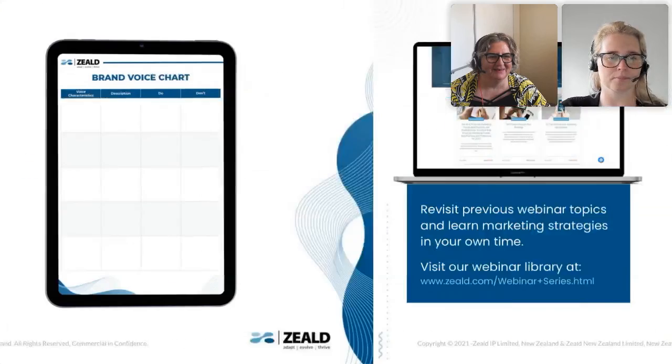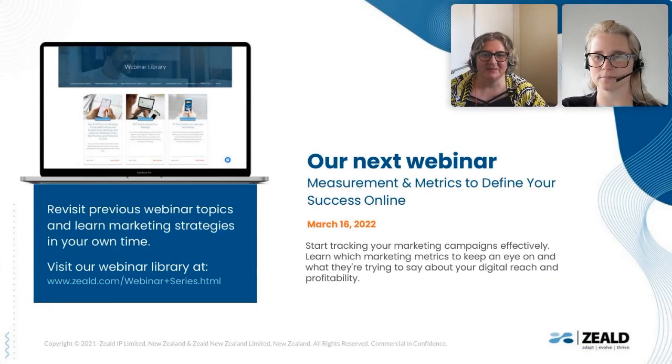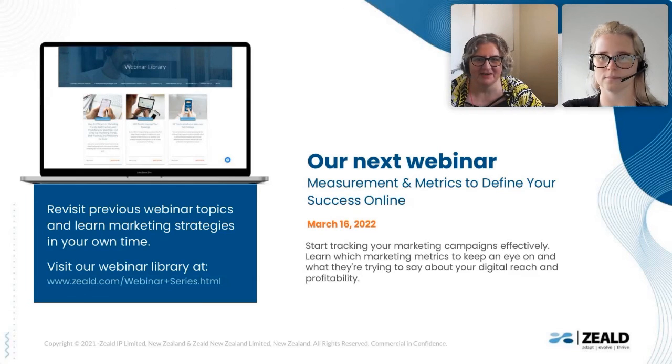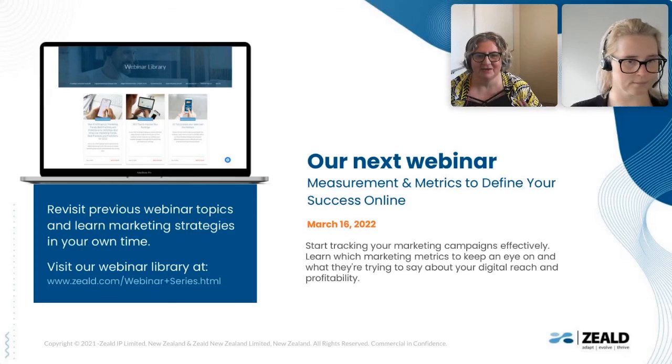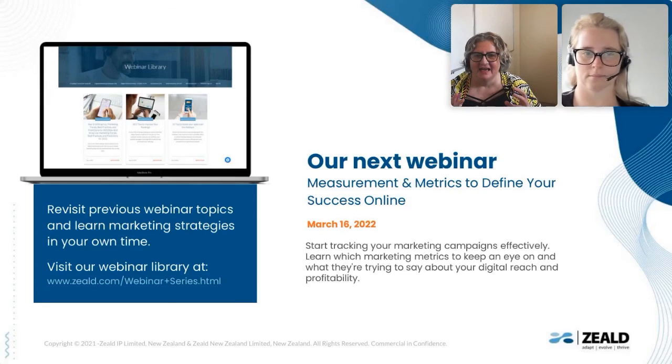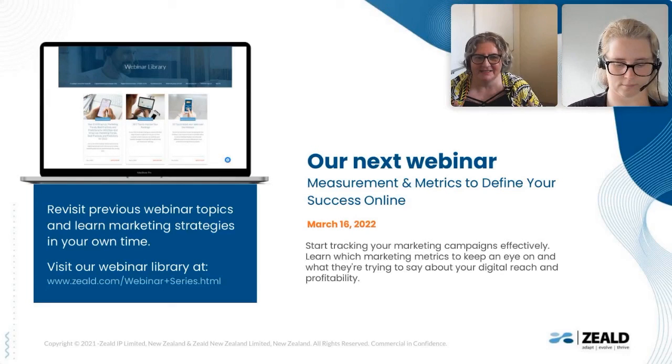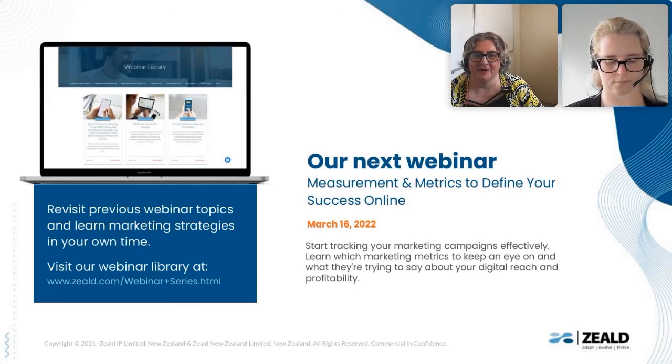Yeah. Awesome, Lisa. Thank you. So our next webinar will be on March 16th, 2022. So in a fortnight's time, it's going to be measurement and metrics to define your success online. So to start tracking your marketing campaigns effectively, learn which marketing metrics to keep an eye on and what they're trying to say about your digital reach and profitability. It can be such a complex topic. Measurement and metrics is one of the beauties of operating online, but can be complex. So it's well worth coming along to that one. Please invite people along to it that you think it might be helpful for.